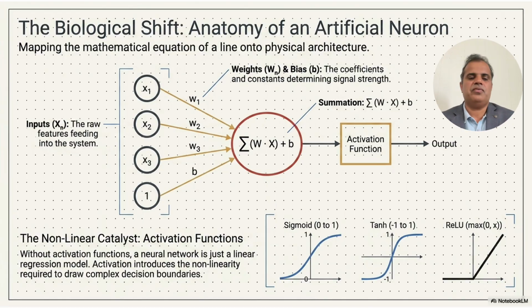Without an activation function, a neural network is just a giant linear regression model, incapable of handling complex data. By passing the sum through nonlinear functions like sigmoid, tanh, or the industry standard ReLU, we introduce the mathematical nonlinearity required to draw highly complex curving decision boundaries.